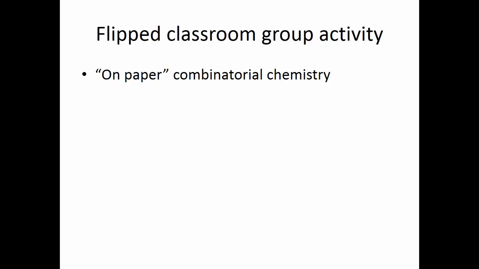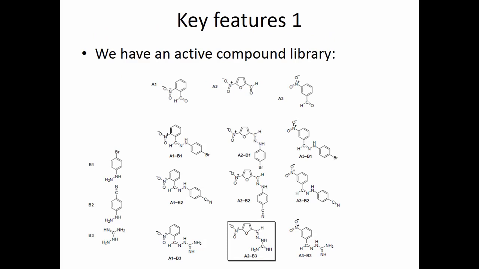So what you're going to be doing is on-paper combinatorial chemistry. Are we going to do millions of compounds? No, we're not. We'll do about 9 compounds, and that is going to be more than enough. So we have an active compound library where, on one end, you'll have either an aldehyde. It looks like we have all aldehydes here, things with an aldehyde group, and then a bunch of things in the B column that have a hydrazine group on them.